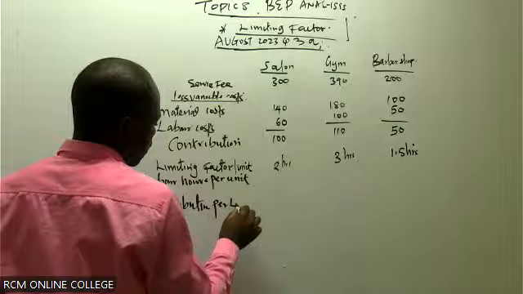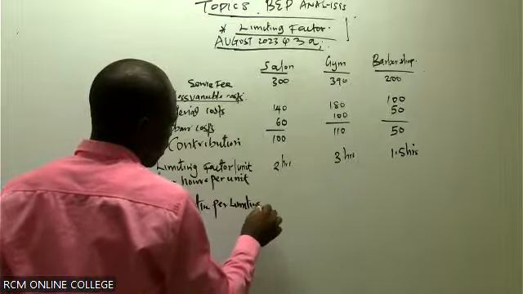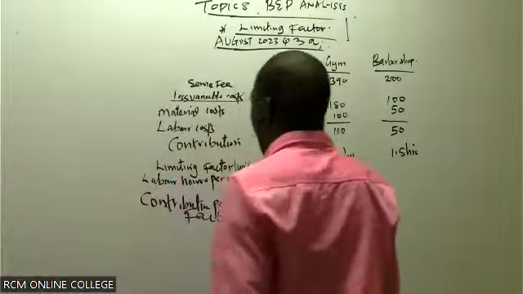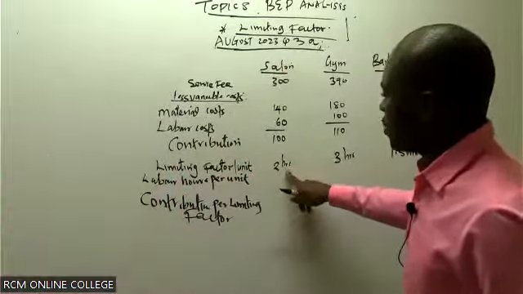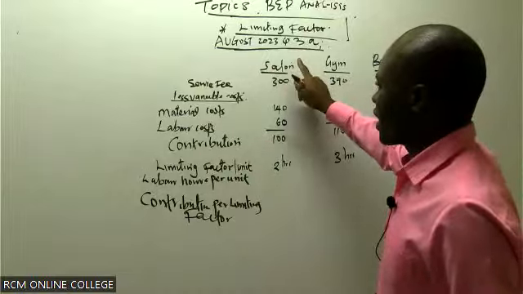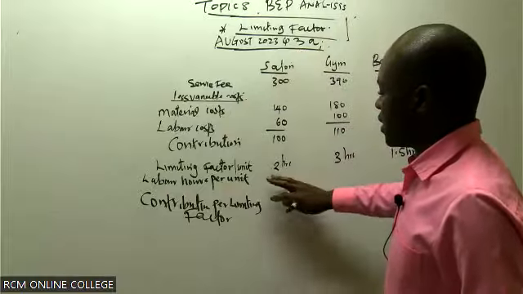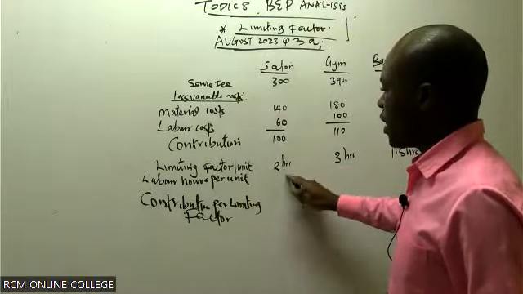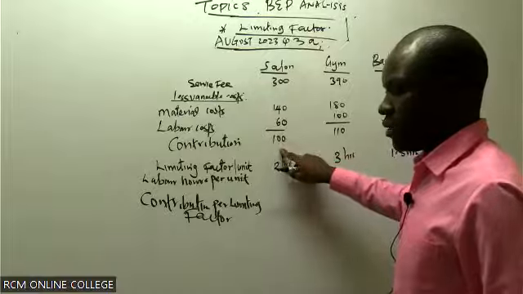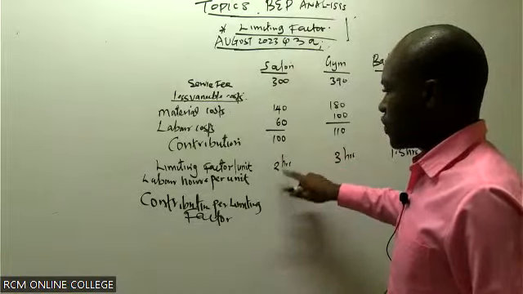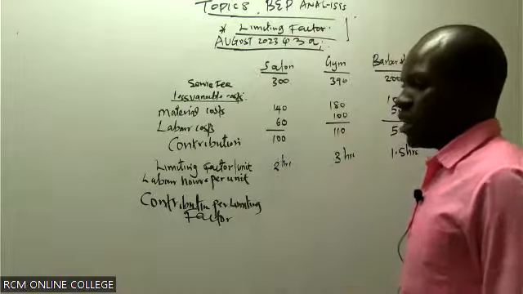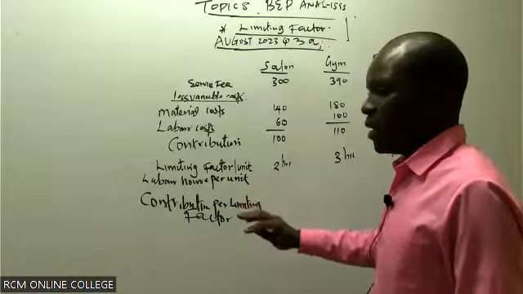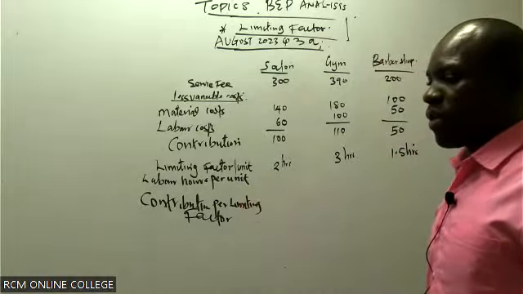Contribution per limiting factor. Contribution per labor hour. I need 2 hours to produce 1 unit or to serve 1 client under salon, and the contribution under salon is 100. So for every 2 hours that I'm going to spend, how much will it generate? How many shillings now per hour under this? Contribution per limiting factor, contribution per hour.